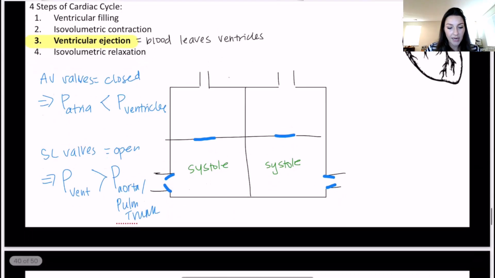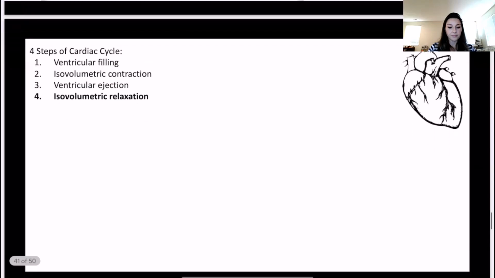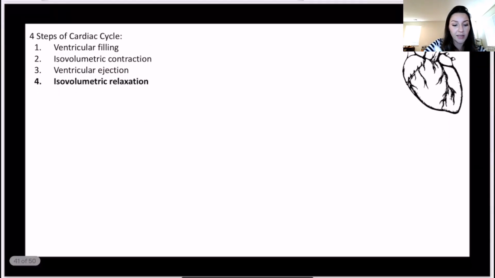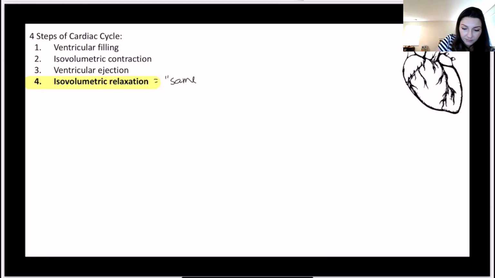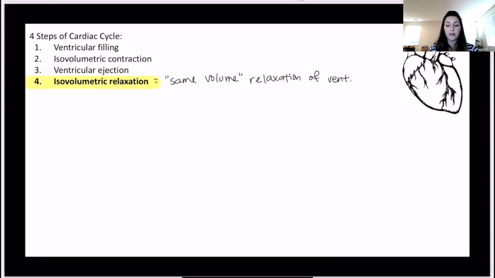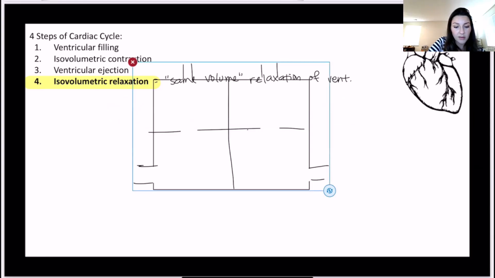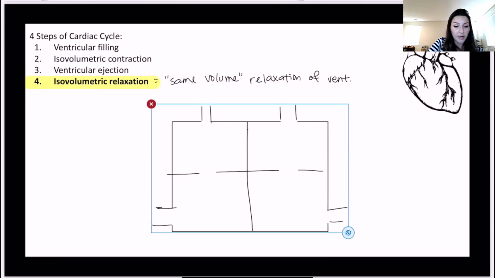The last stage of the cardiac cycle is isovolumetric relaxation. Remember, another word for relaxation is diastole. It's still isovolumetric, meaning same volume. Relaxation of the ventricles means the ventricles are still not allowing blood in or out.